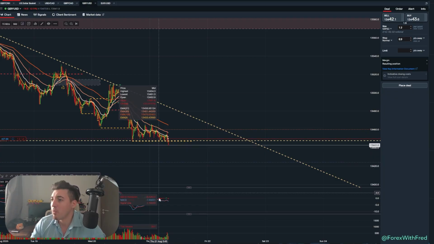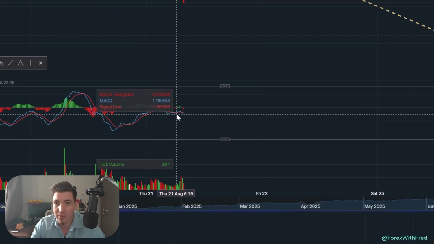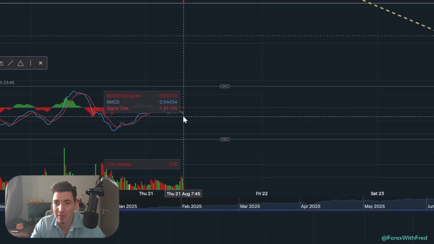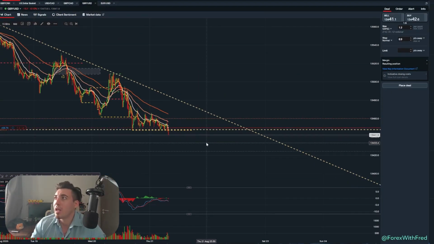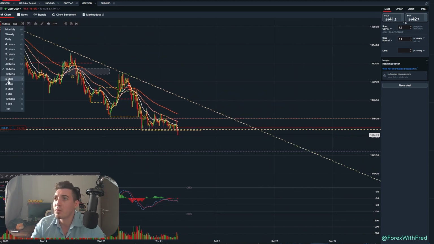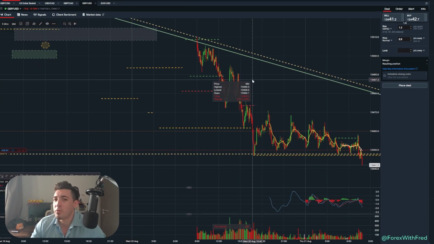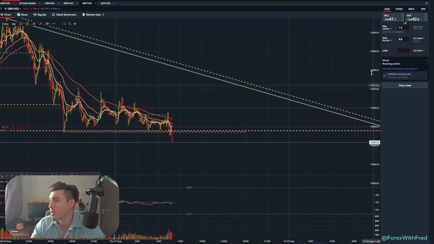I am also seeing within the MACD, very slightly, that the blue line has gone below the red line as well. So all of these are indicating to me that we are going to continue into the downward trend. Let me show you quickly where I have entered. You can see it's already pushing down, which is great.